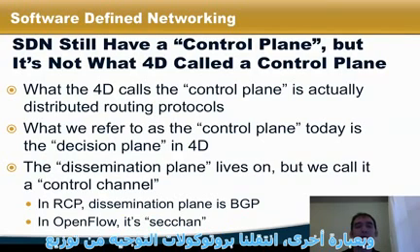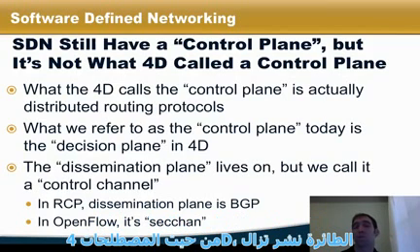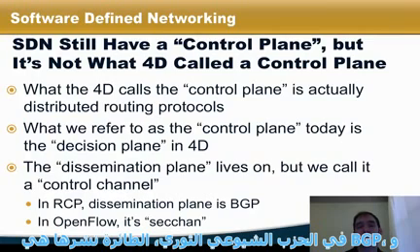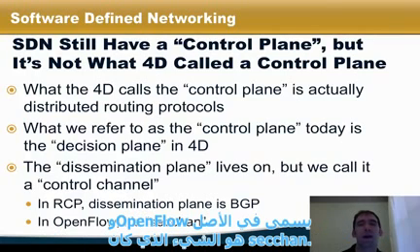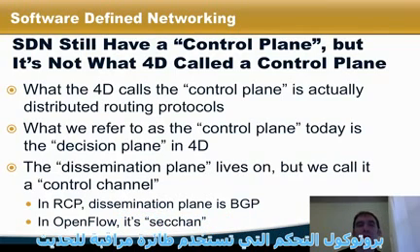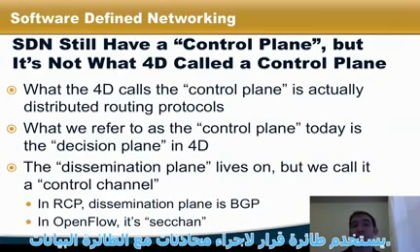In other words, we've moved the routing protocols from the distributed routers into a separate software system that can be logically centralized. In terms of the 4D terminology, the dissemination plane still lives on, but we often just call it a control channel. In RCP, the dissemination plane is BGP, and in OpenFlow, it was something that was originally called SecChan. The dissemination plane is nothing more than the control protocol that the control plane uses to talk to the data plane, or in 4D terminology, that the decision plane uses to talk to the data plane.